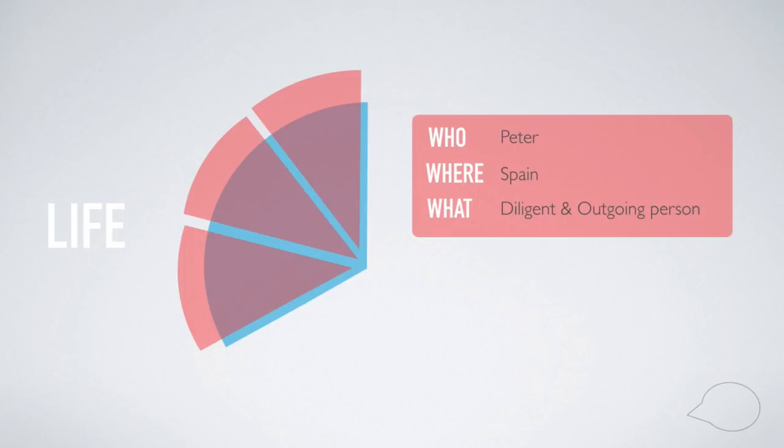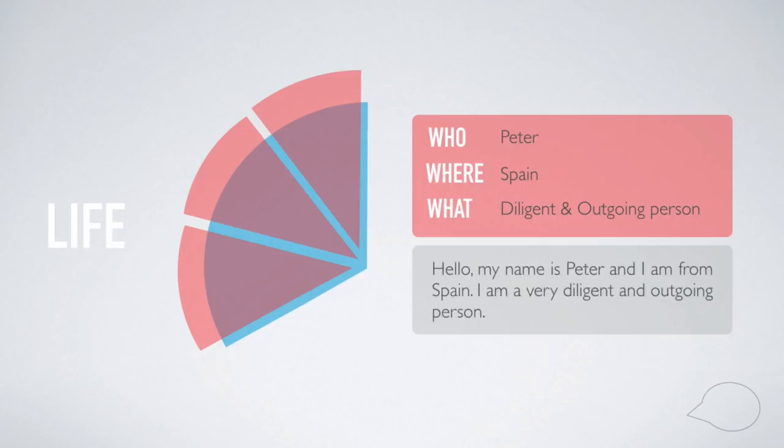Now, let's see how this will be said in an actual introduction. Hello, my name is Peter and I am from Spain. I am a very diligent and outgoing person. This is a very clear and concise way of introducing yourself for Part 1.